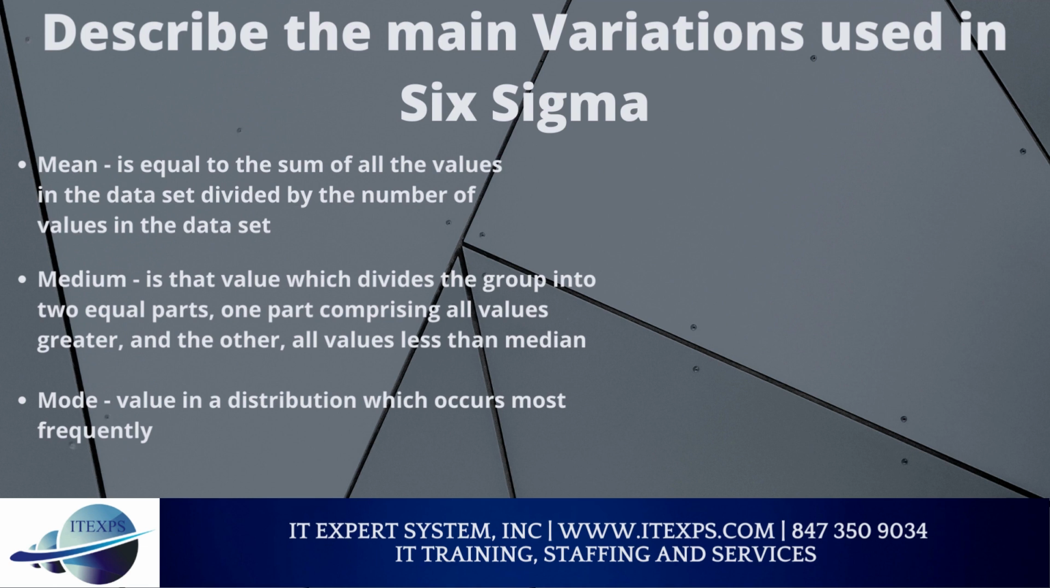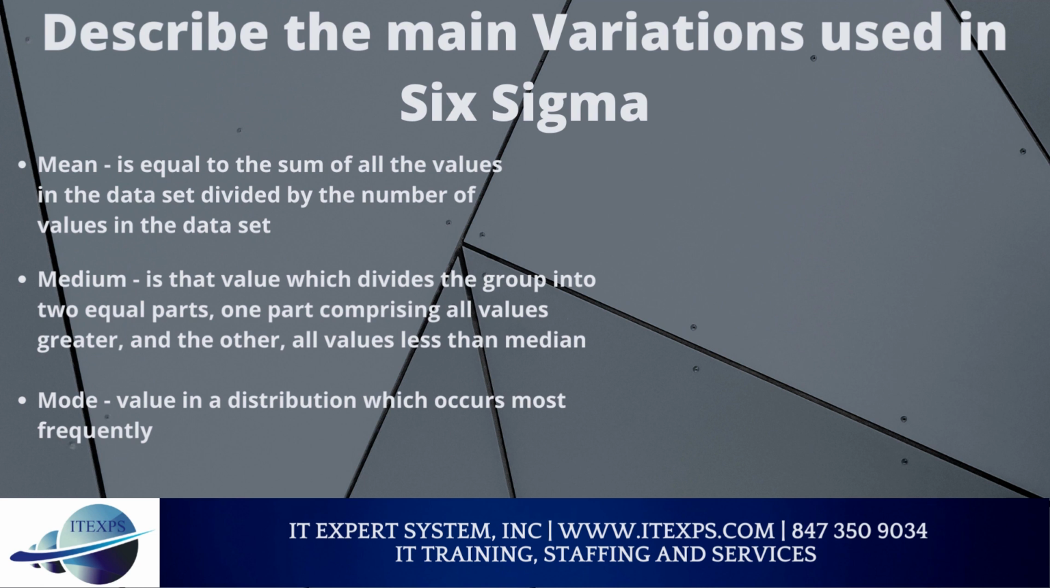Describe the main variations used in Six Sigma. Mean. The mean, which is also known as the average, is the most popular and well-known of the measures of central tendency. It can be used with both discrete and continuous data, although it is used more often with continuous data. The mean is equal to the sum of all the values in the dataset divided by the number of values in the dataset. Median.